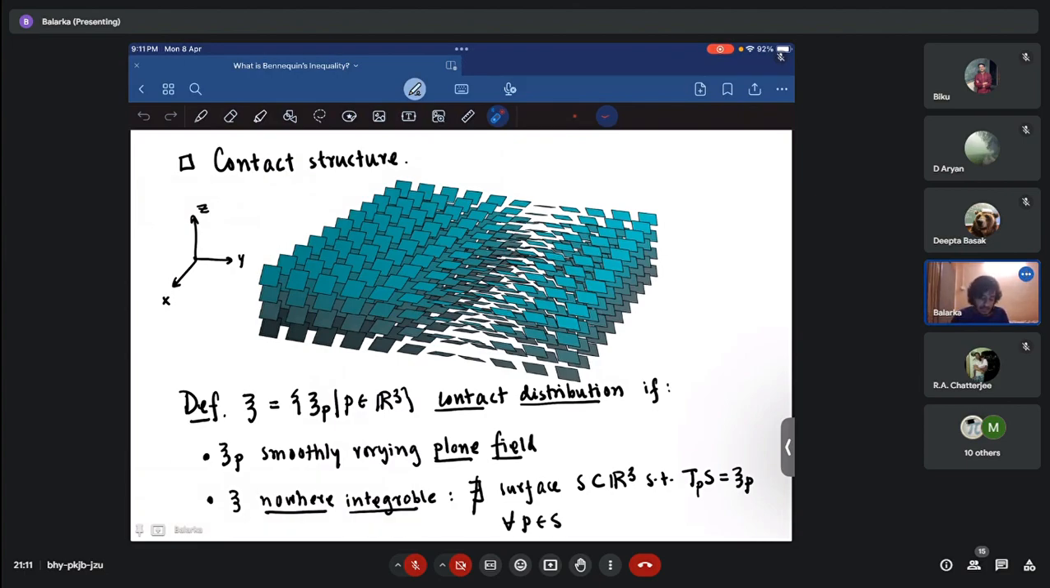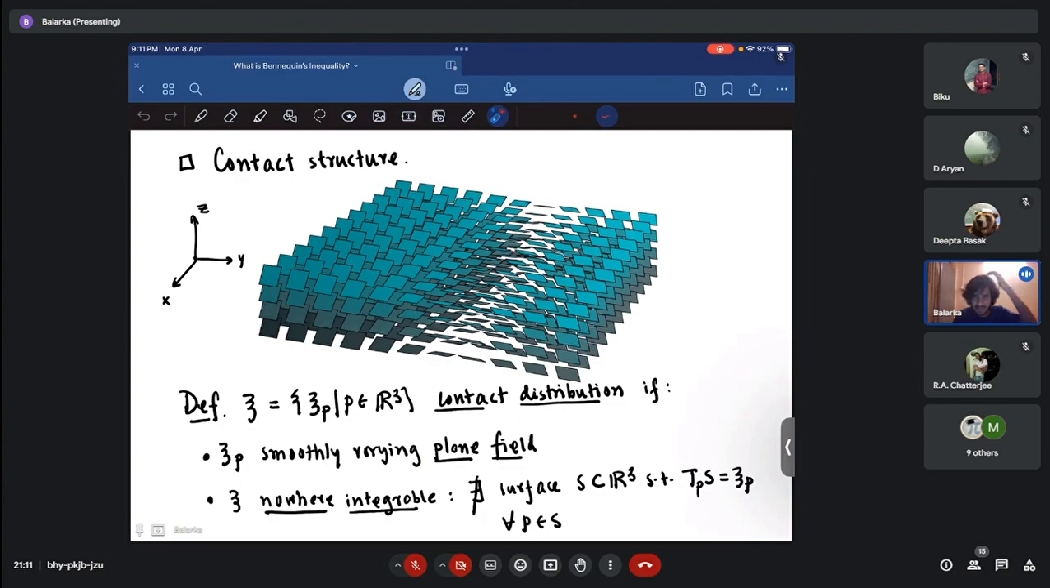The distribution, or the plane field, is called nowhere integrable if at no point in 3-space can you draw a little patch of a surface such that all the planes at each point of that surface are tangent to the surface. So it's sort of a polar opposite to a vector field in some way, because for a vector field you can always draw an integral curve through each point. But for a contact distribution, you cannot draw an integral surface.